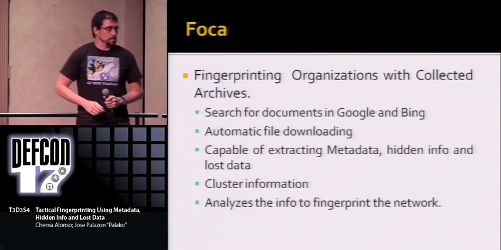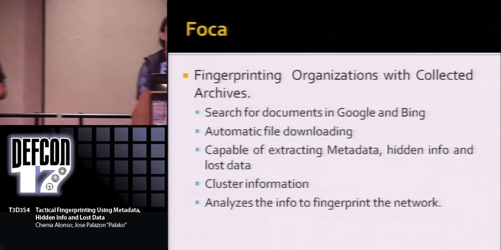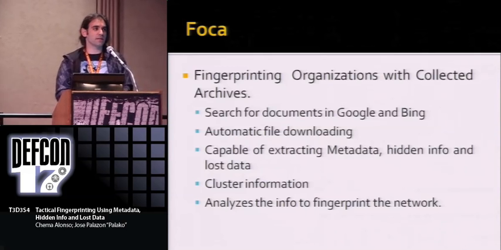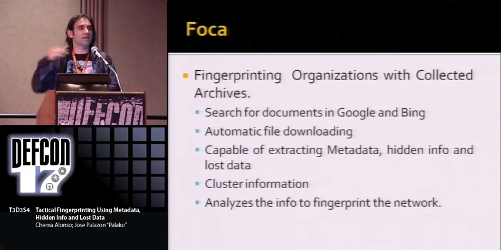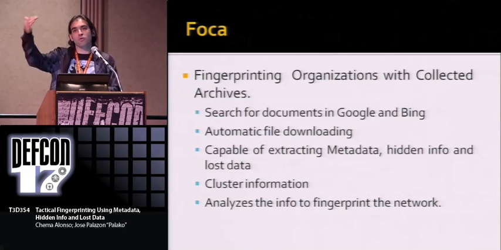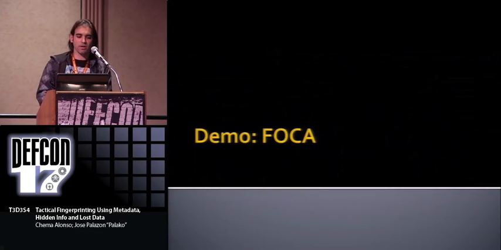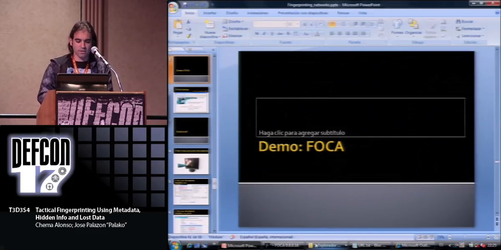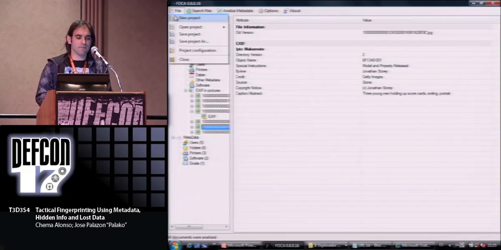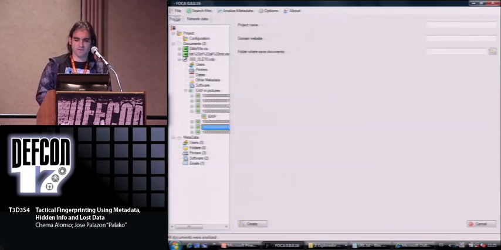So joining all this stuff, we got Foca. Foca is a tool that is going to collect all the files from the internet. It's going to download automatically, extract all the metadata, hidden info, and lost data, and after doing this, it's going to cluster the information and create a more or less approximate map of the network. So let's see this working, and we are going to do it with the Missile Defense Agency, for instance.